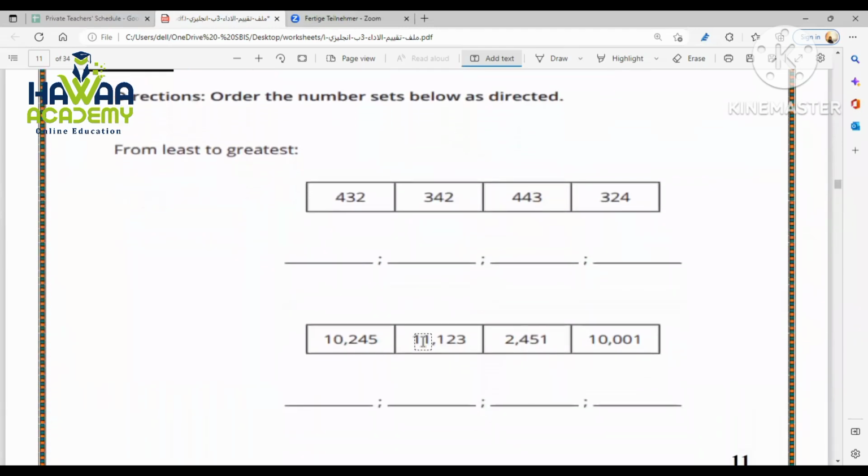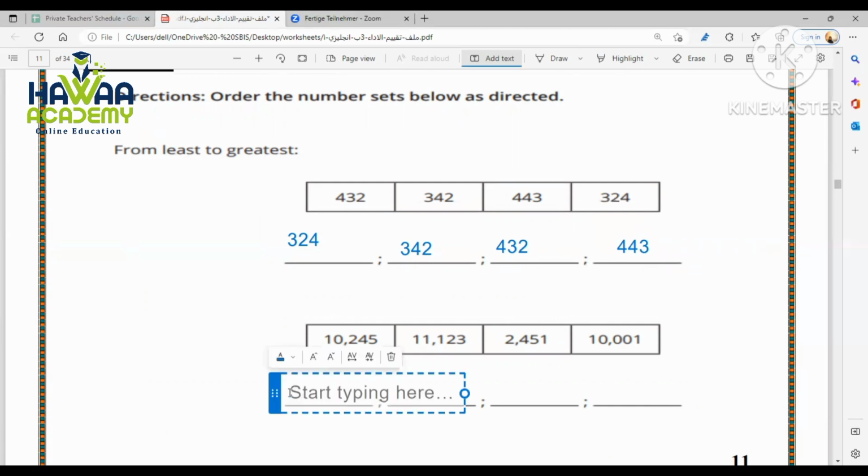Now we need to order these numbers, starting with the least till the greatest. So here the smallest number is 324. And then 342. After that, we have 432 and 443.